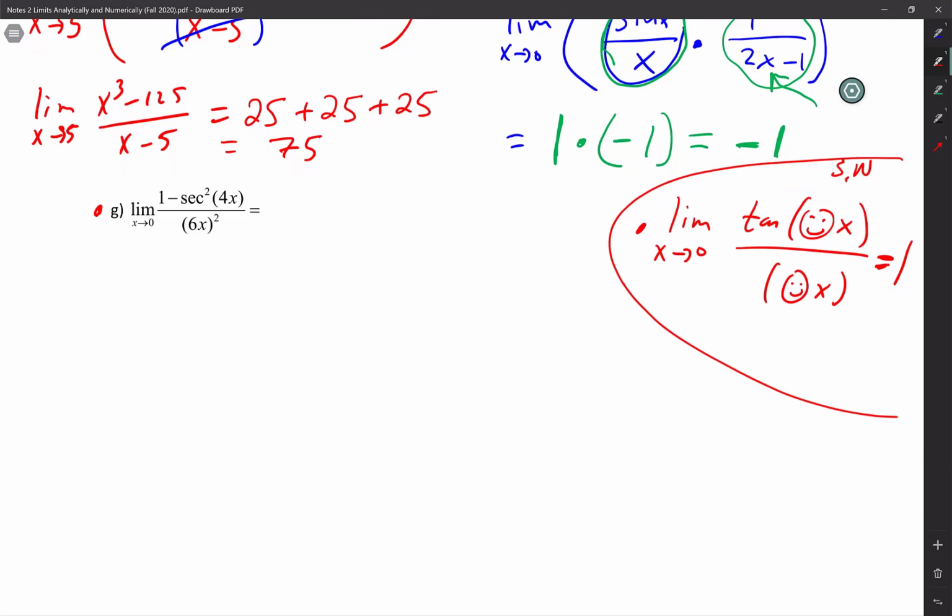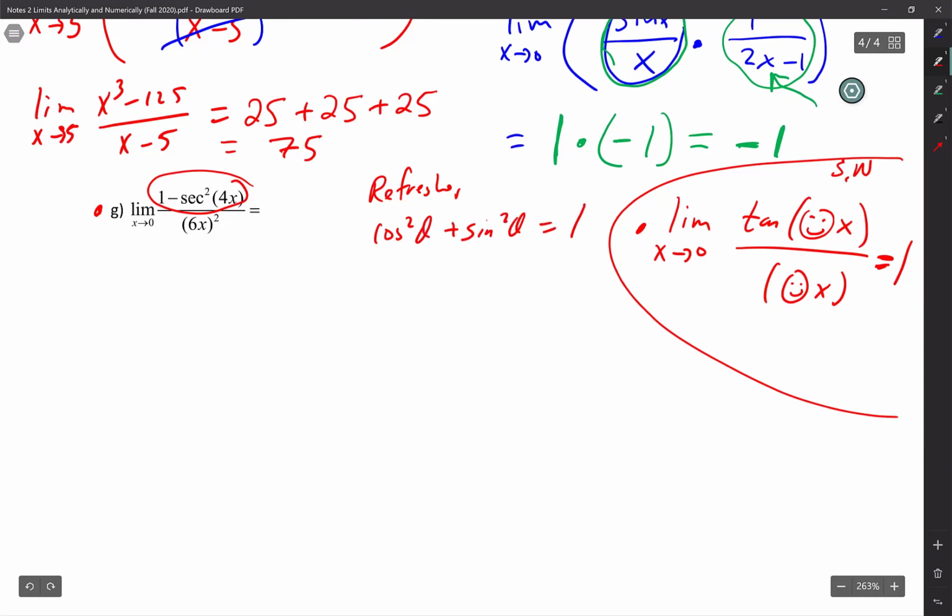All right. You see 1 minus secant squared and you're thinking, Chavez, I have no idea. The only thing I know is sine x over x is 1 and tan x over x is 1. That's all you need to know. How do I turn this into a tan x? Well, refresher. Worst case scenario, if you got this from Precalc, you're winning. Cosine squared theta plus sine squared theta equals 1. Hopefully everyone knows that. Your cosine squared, your significant other sine squared, and together you guys are 1.